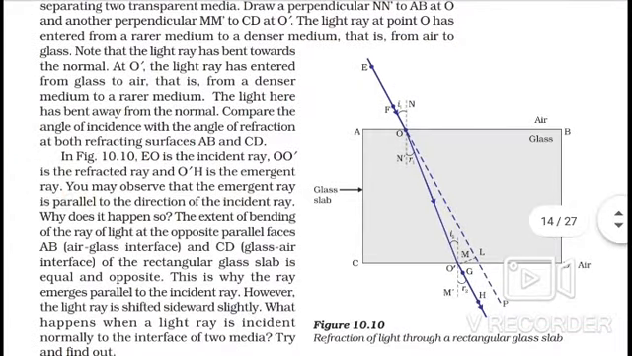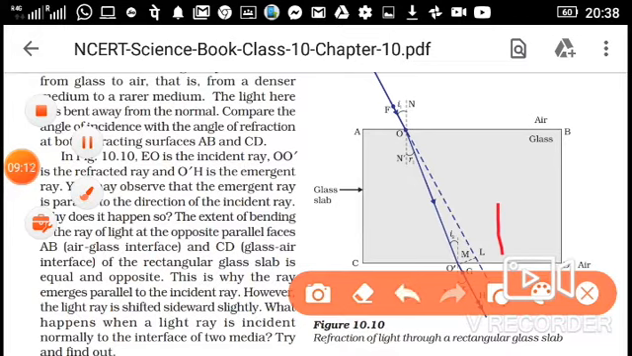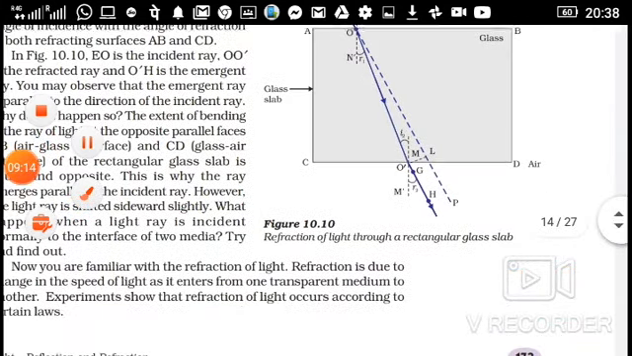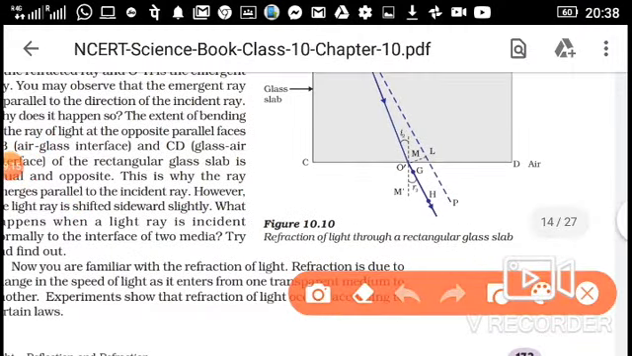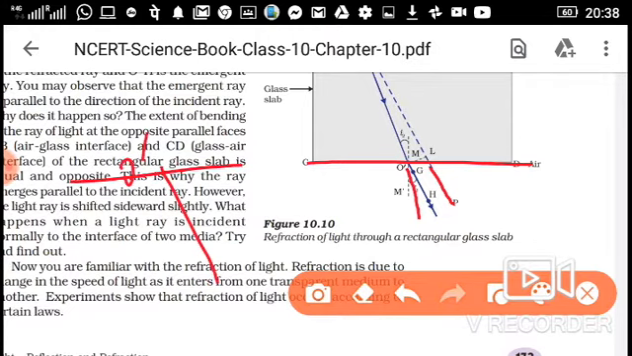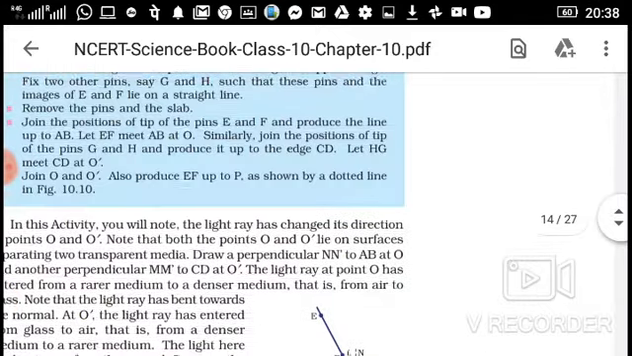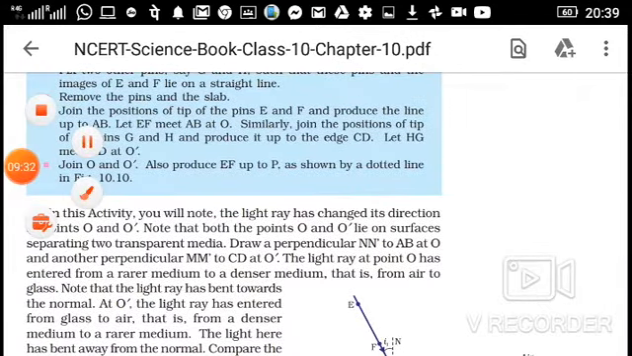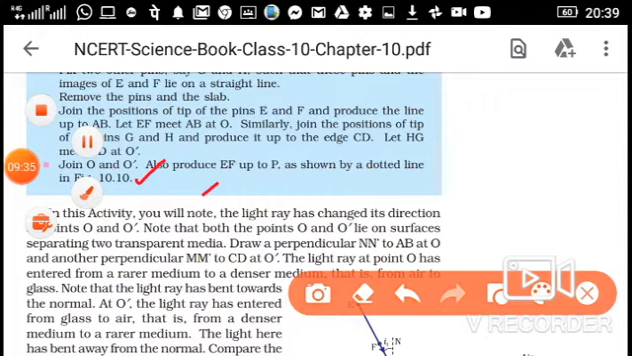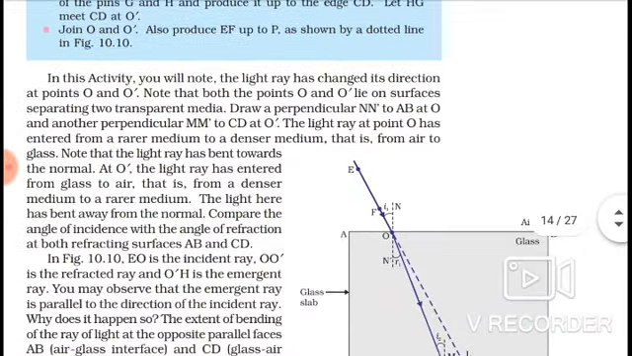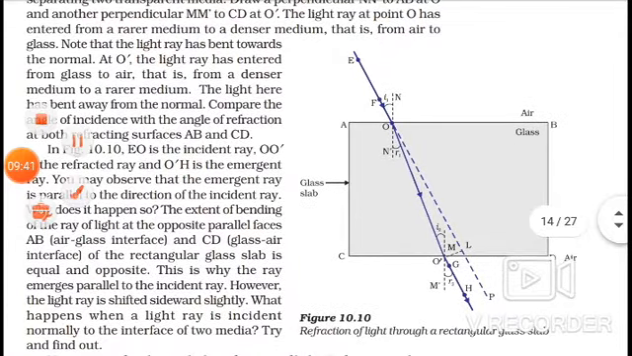So in the next step, you extend the line up to the CD edge, this edge. Okay, like this, and they meet at O dash. Okay, it's clear. Now join O and O dash and also produce EF up to P by a dotted line. Now you see the steps.